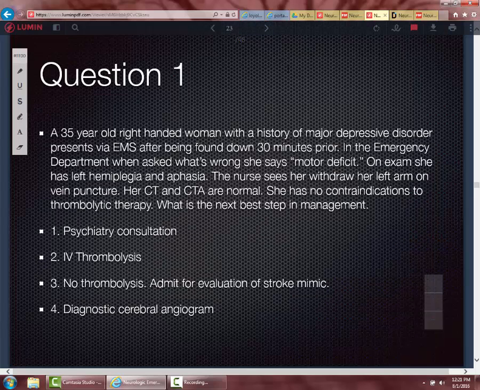So let's do some questions. I think these are somewhat relevant for your boards. A 35-year-old right-handed woman with a history of major depressive disorder presents via EMS after being found down 30 minutes prior. In the emergency department, when asked what's wrong with her, she says motor deficit. On exam, she has left hemiplegia and aphasia. The nurse sees her withdraw her left arm on vein puncture, and her CT and CT angiogram are normal. She has no contraindications to thrombolytic therapy. What is your next best step in management?